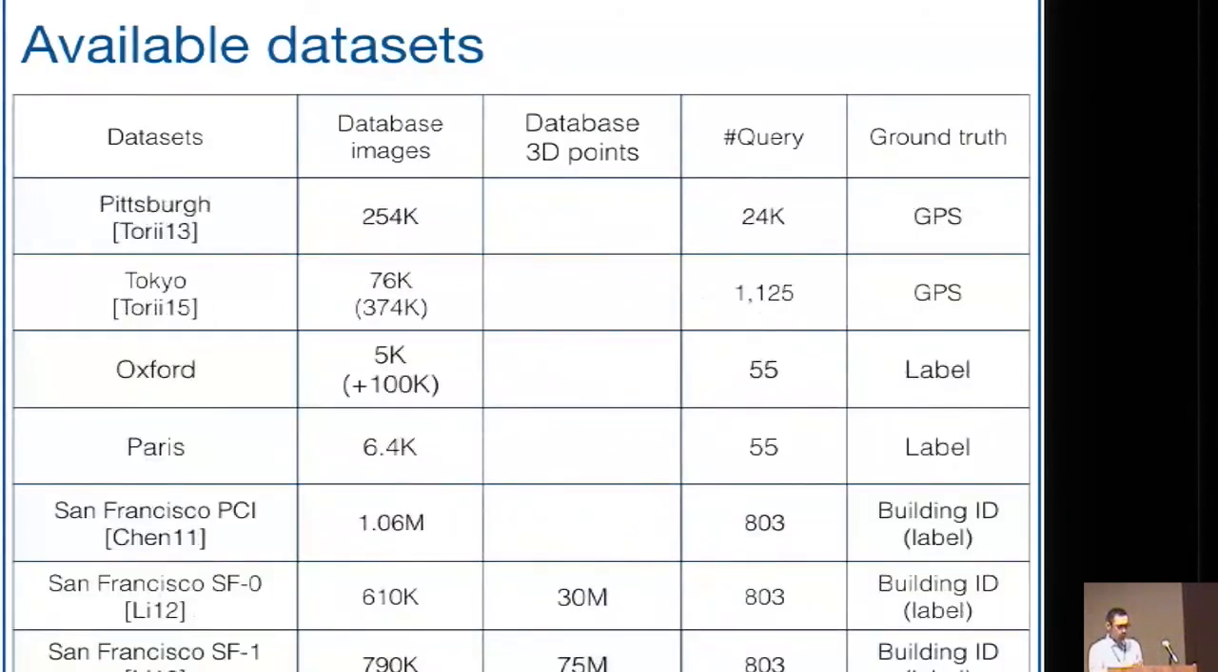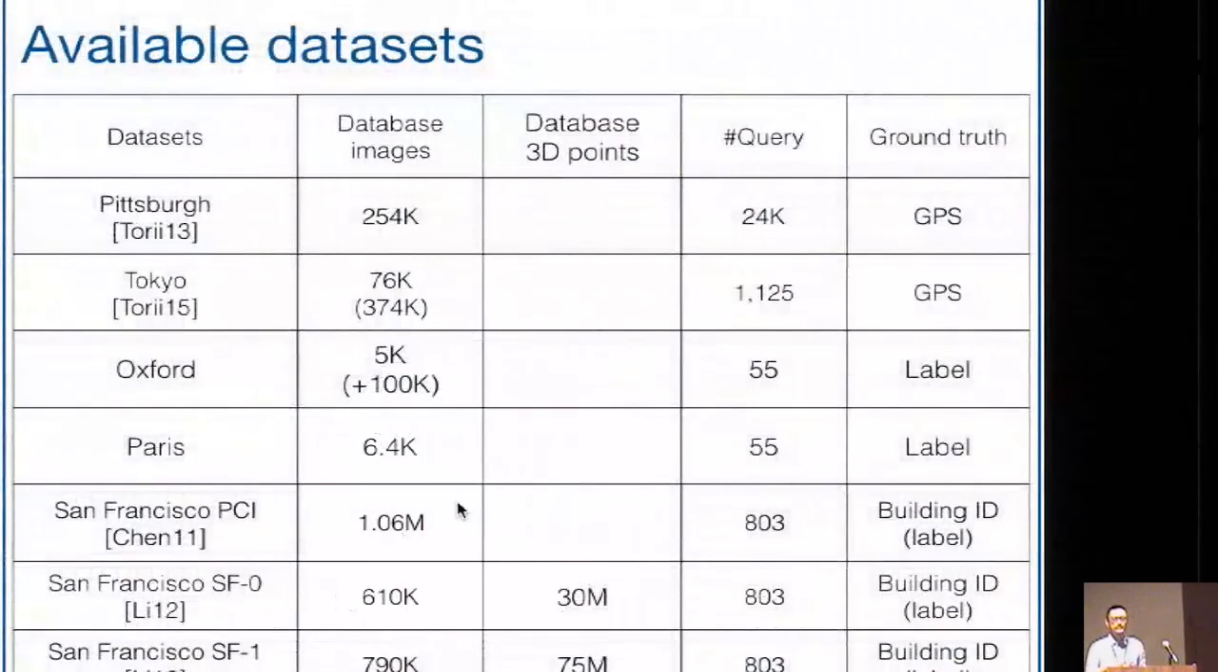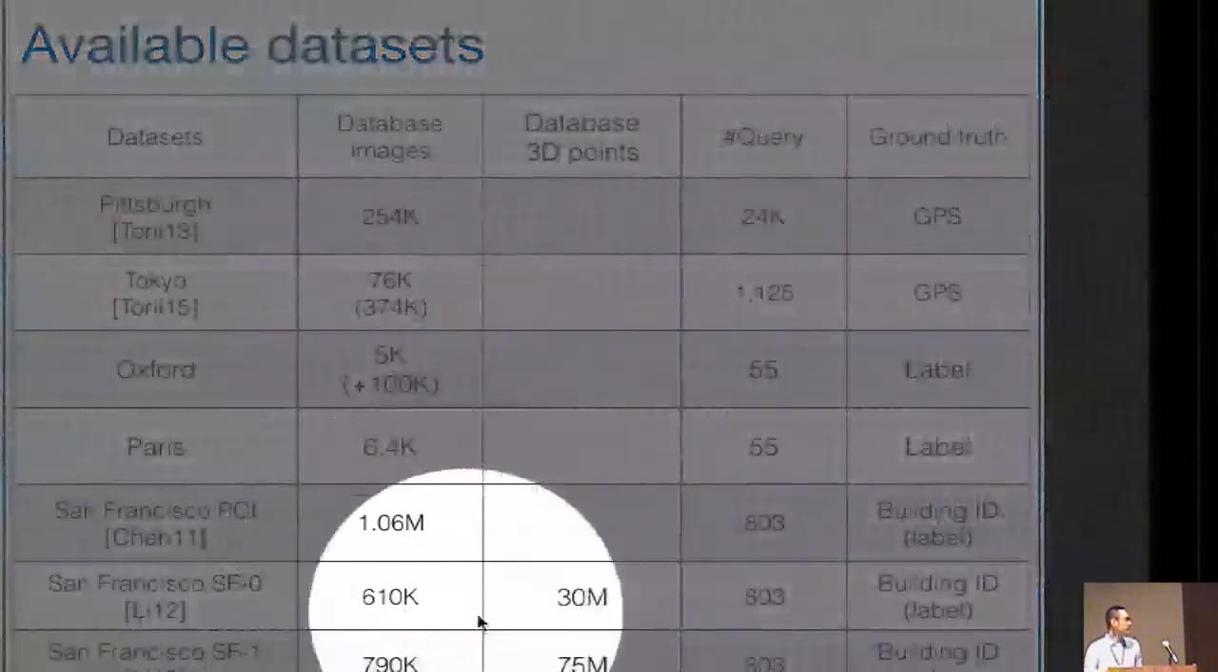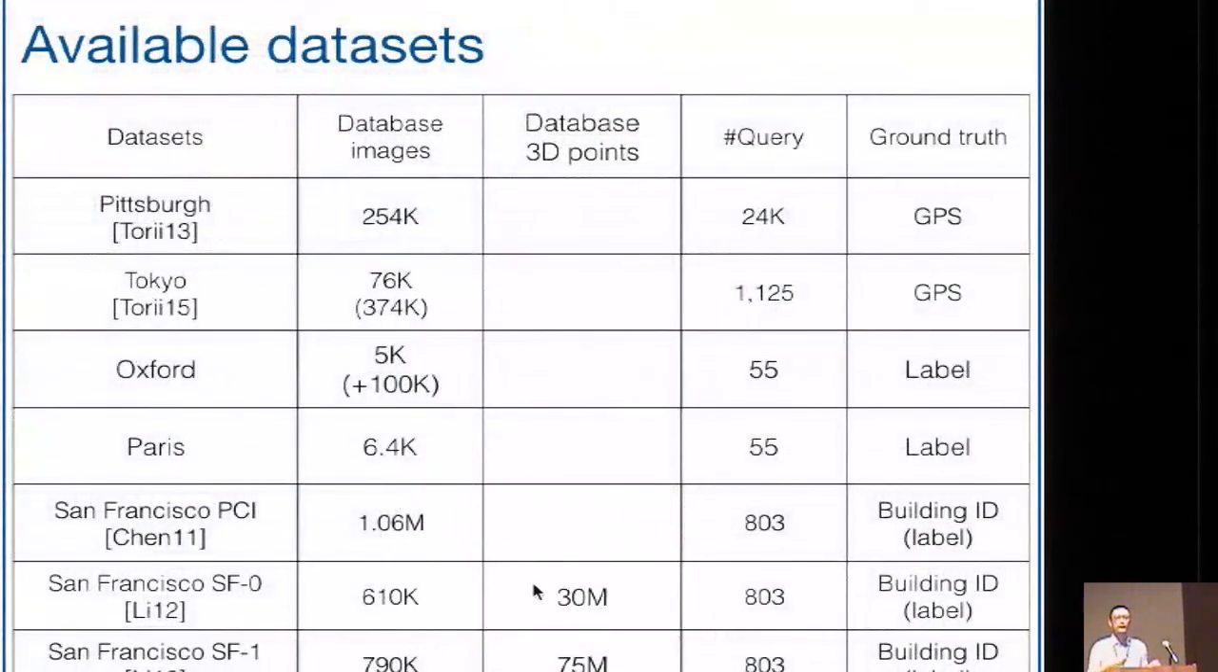So if you want to evaluate your method, I would recommend to use, of course, our Tokyo dataset and also the largest San Francisco dataset. And the good thing about the San Francisco dataset is there is some 3D reconstruction too. So you can compare the 2D and 3D methods.